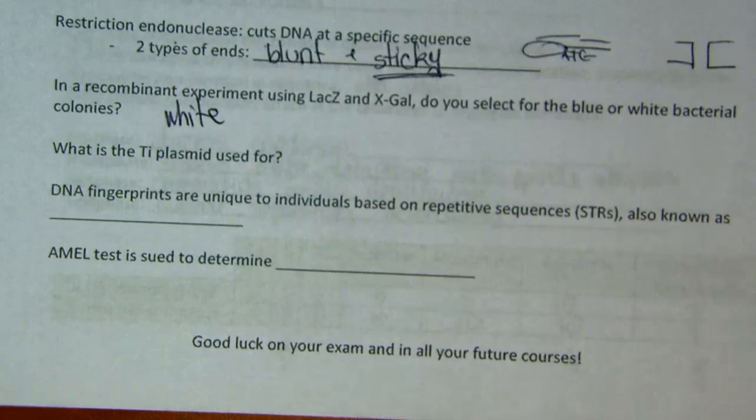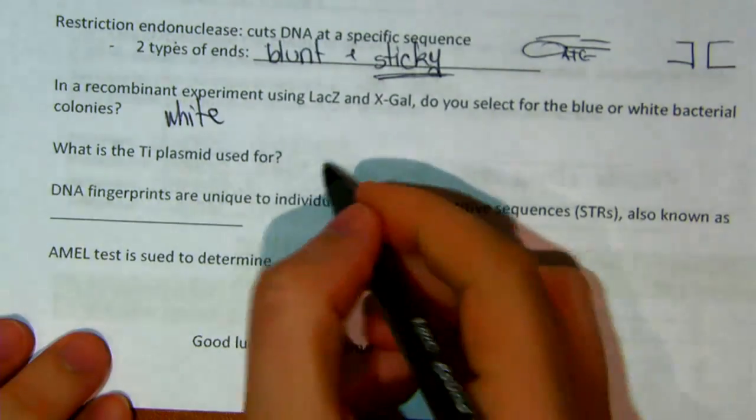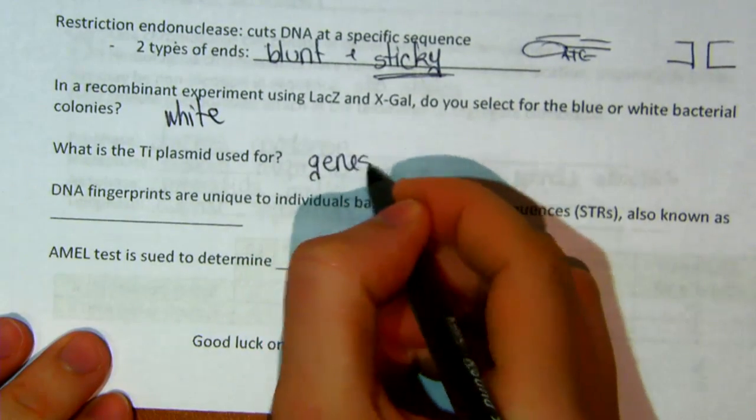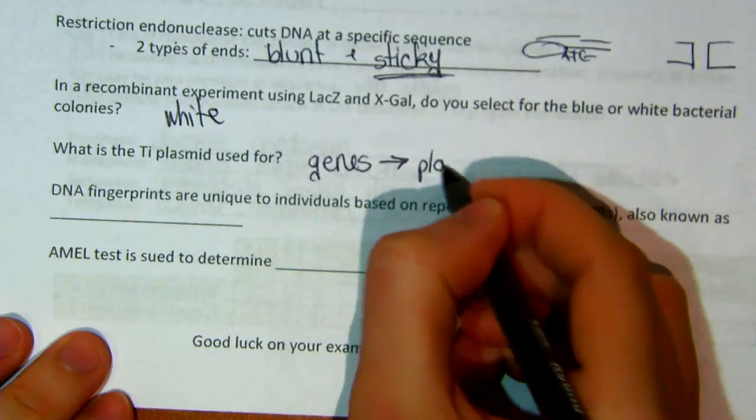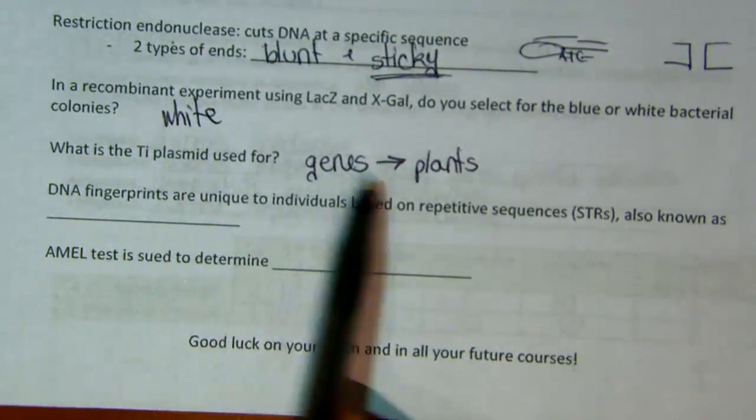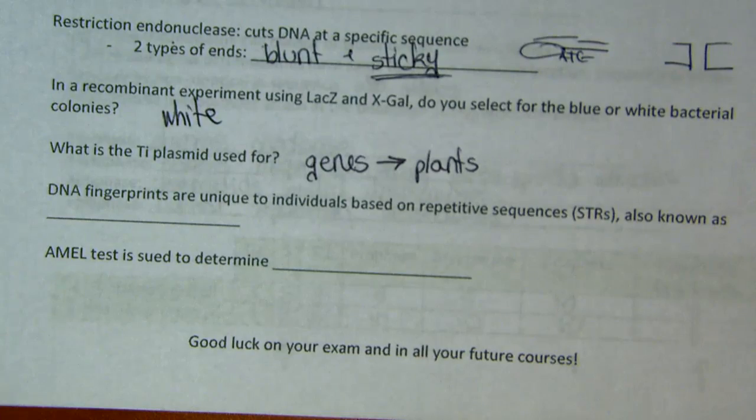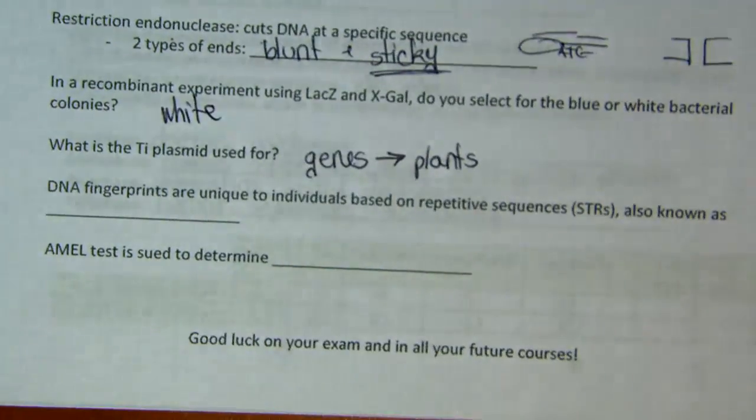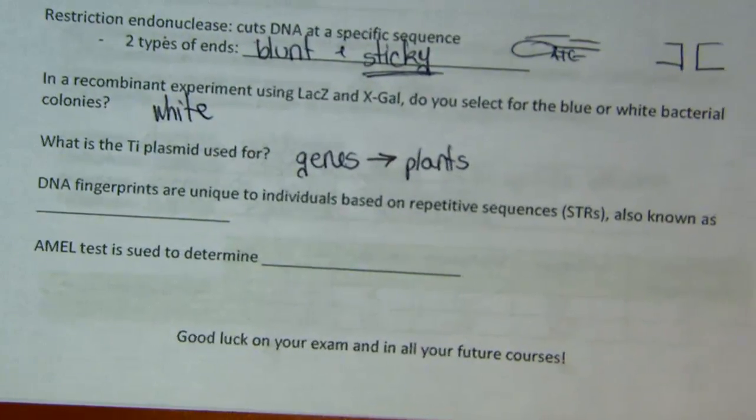And then what is the Ti plasmid used for? Good. It's when you want to get genes into plants. So we've talked a lot about bacteria, but the Ti plasmid is what you use to get genes into plants. It's how you create certain types of resistance in crops, stuff like that. They use Ti plasmids to make crops resistant to pesticides and all that stuff.